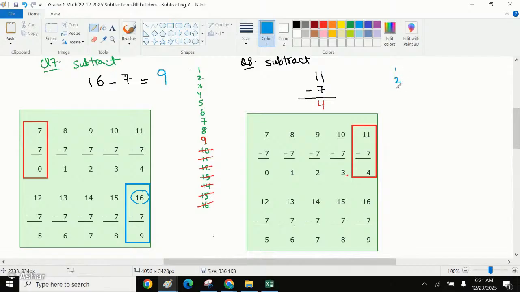1, 2, 3, 4, 5, 6, 7, 8, 9, 10, and 11, right? So we start removing the numbers. We remove 1, 2, 3, 4, 5, 6, and 7. So our final answer is 4. We need to remember that when we are removing the numbers, we remove from the largest number. We cannot start from 1, the smallest number. We always start from the largest number. Okay?